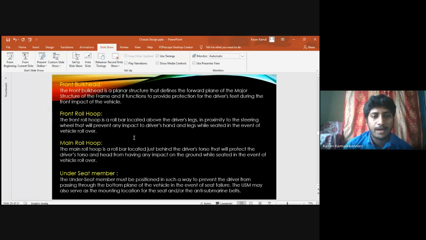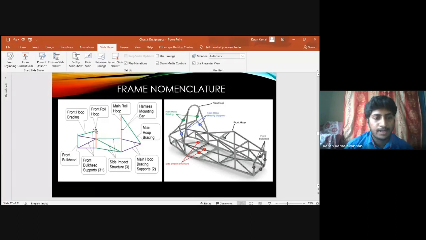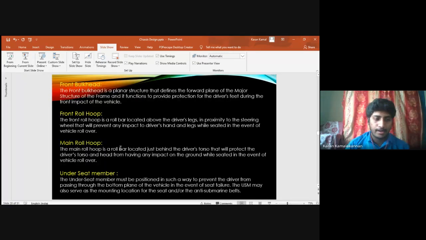Next is the roll hoop. The front roll hoop is a roll bar located above the driver's legs, in proximity to the steering wheel, that prevents any impact to the driver's hands and legs while seated during a vehicle rollover. The steering wheel will be there, and if your vehicle rolls, it should not hurt the driver's hands. That is the purpose of the front roll hoop. The main roll hoop should prevent the driver's head from being impacted on the ground in a rollover. This is the purpose of the main roll hoop.